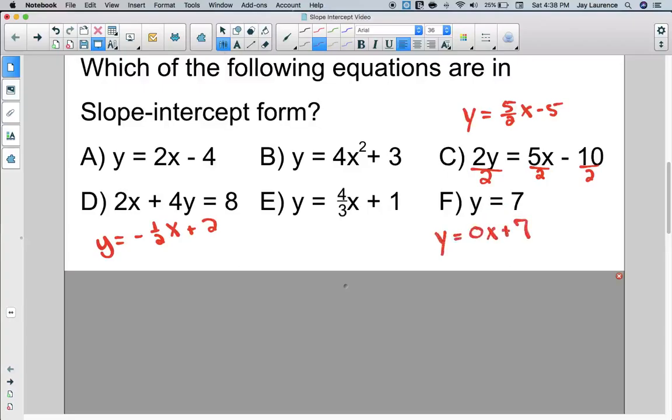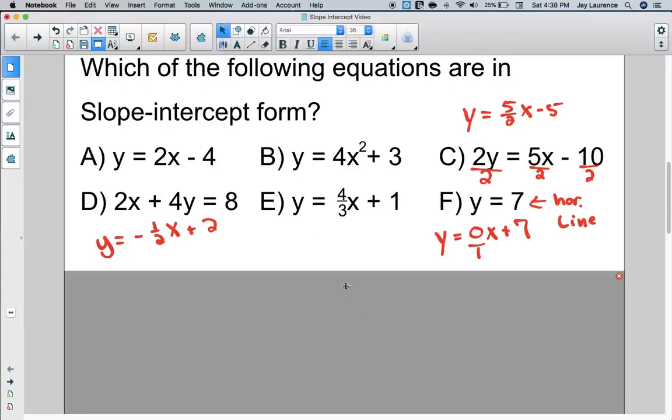Now ask yourself, is this linear? It sure is. Is it in slope-intercept form? You bet. What's the y-intercept? 7. What's the slope? 0, or 0 over 1. Okay, this is a horizontal line. Remember, we talked a lot about that before the break. Horizontal line. So this is in slope-intercept form. All right, very good. Let's keep the video rolling here.